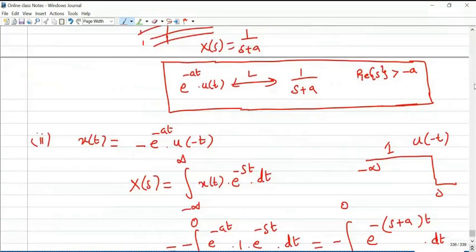In the previous problem, X of s is 1 divided by s plus a. What is the inverse Laplace transform? E power minus at u of t. So based on your region of convergence, your inverse Laplace transform result of the particular given X of s will differ. It should be noted because we will be using the same formula for finding inverse Laplace transform in the later classes.